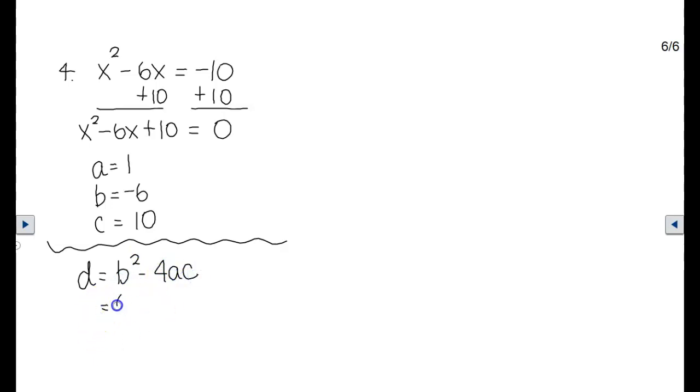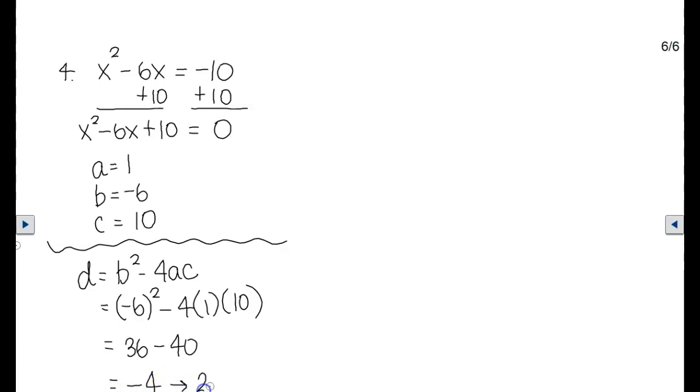So let's see, for b we fill in negative 6 minus 4 times 1 times 10. Negative 6 squared is 36, and then negative 4 times 1 times 10 is a negative 40. 36 minus 40 is a negative 4. So we get a discriminant of negative 4, which means we should have two imaginary solutions.